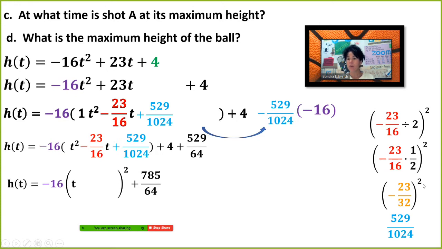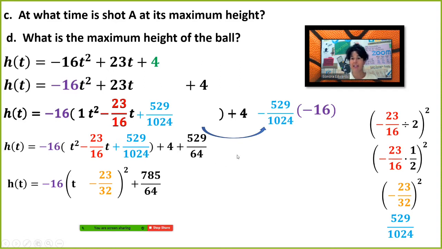What was the number before I squared it? Negative 23 over 32. It is not a coincidence. That's the number that goes there. You could verify the work. You could multiply t minus 23 over 32 times t minus 23 over 32. FOIL it together and you would be right back there.